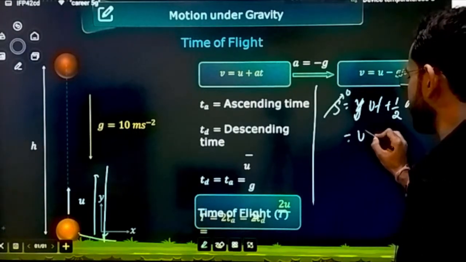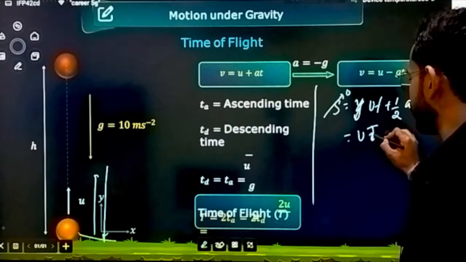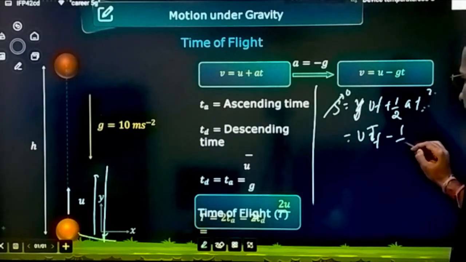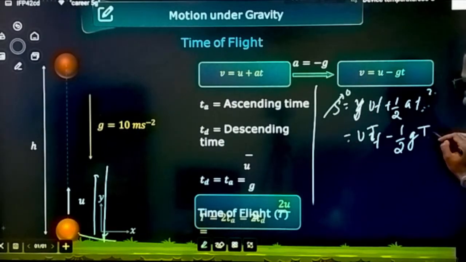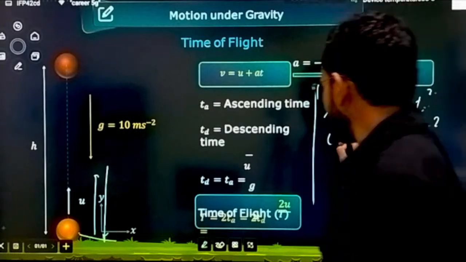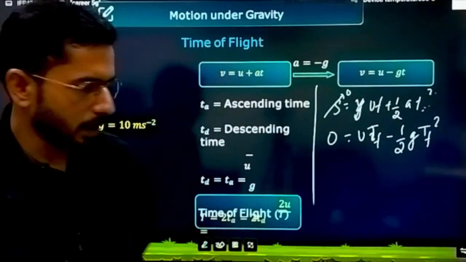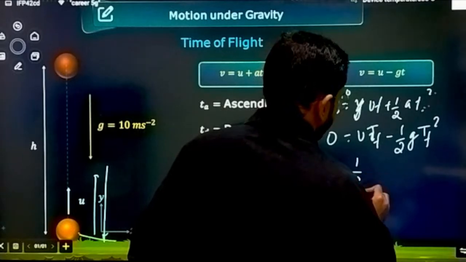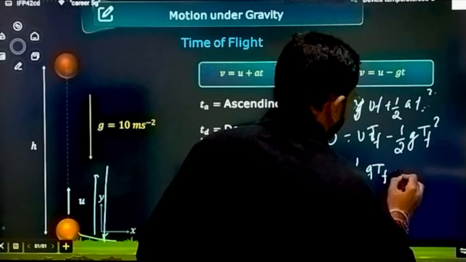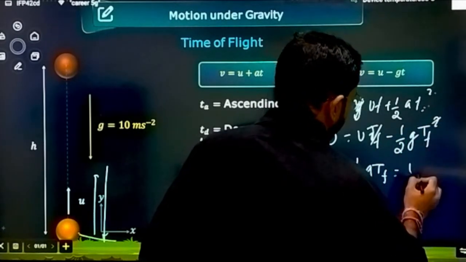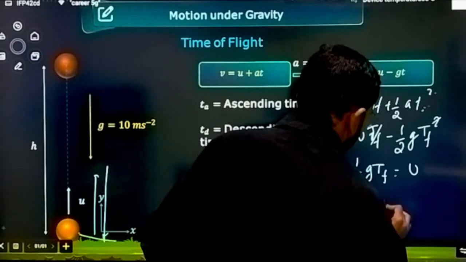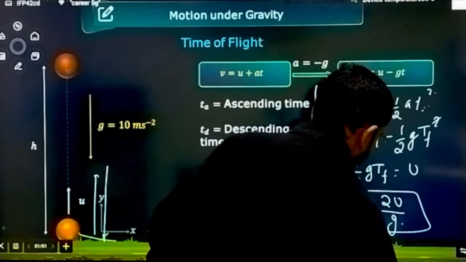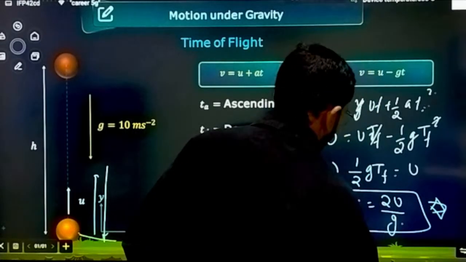Let's suppose the initial velocity is u, multiplied by t, where t is the time of flight. And acceleration, how will I write it? Minus half into g into time of flight square, and here it equals 0. Now just solve it. It will be half g times time of flight, time of flight will be taken common and cancelled, equals u. That means time of flight is equal to 2u by g. This will be the formula.